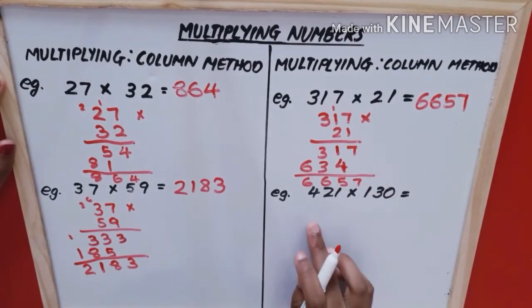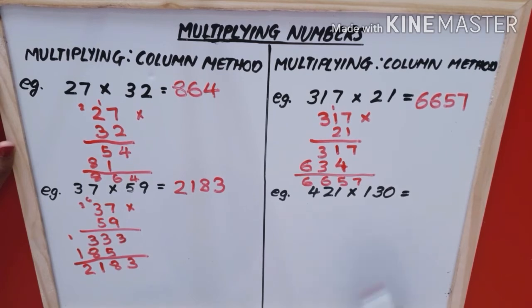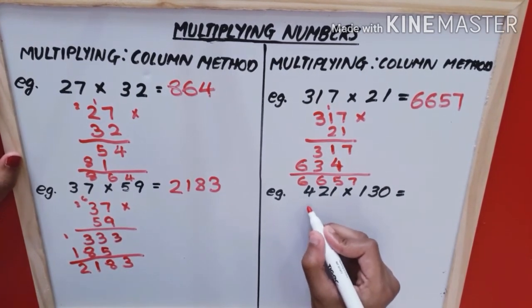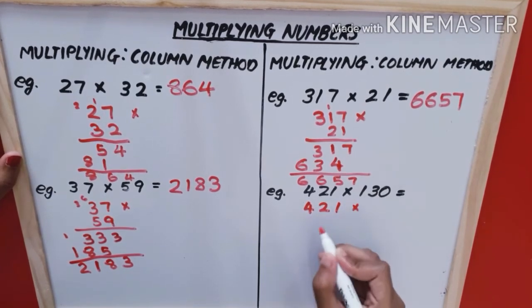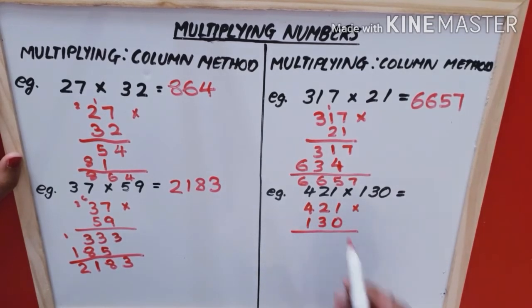Let's have a go at the final question. So if you want to pause the video and have a quick go, you can. If not, just carry on watching. Now it's just a slightly larger number. There's no difference to the actual calculation. So you write 421 multiplied by 130. You align all the values of 130 as it is in 421.